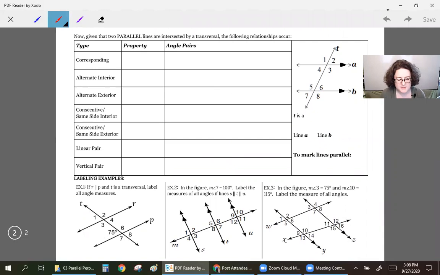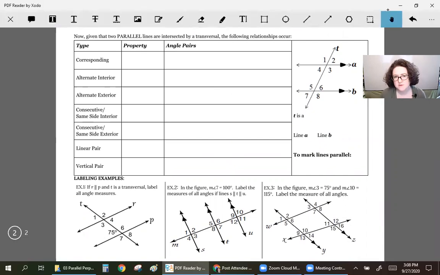Okay, so we have all the same names, and you'll notice I added in a few that we talked about in a previous unit. We have corresponding angles, which are in matching locations, alternate interior and alternate exterior, so it just changes as to whether we're inside or outside our lines. We have consecutive, otherwise known as same side, interior and exterior. But you'll notice I also put on there linear pair and vertical angles. Just because we're dealing with parallel lines doesn't mean those pairs of angles don't still exist, that we can't still use those when we're going through.